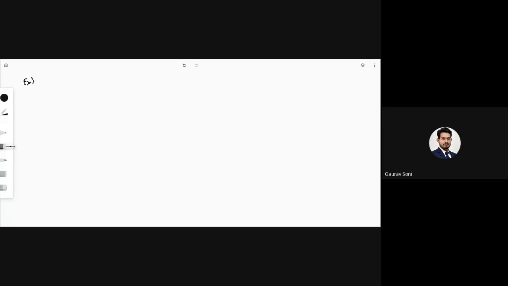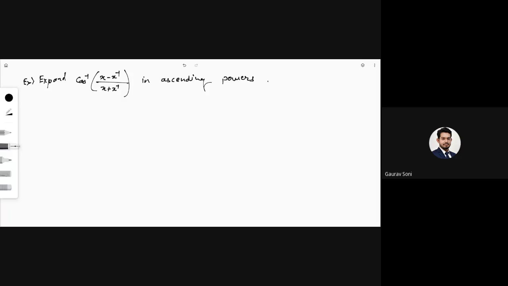Example: expand cos inverse of (x minus x inverse) upon (x plus x inverse) in ascending powers of x.